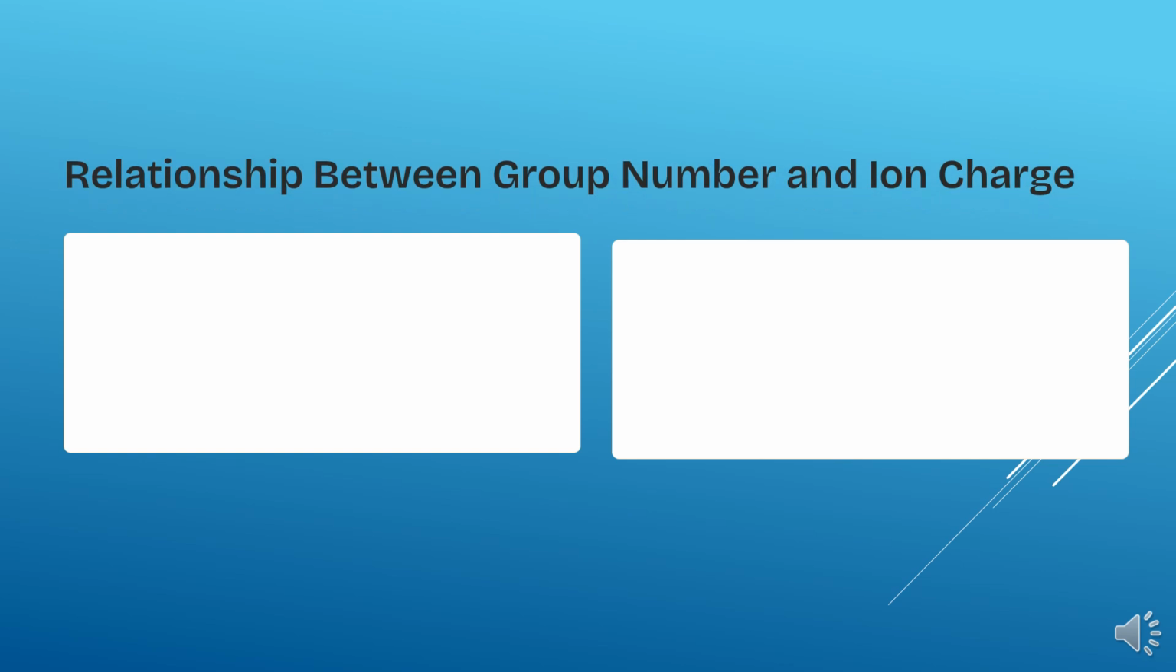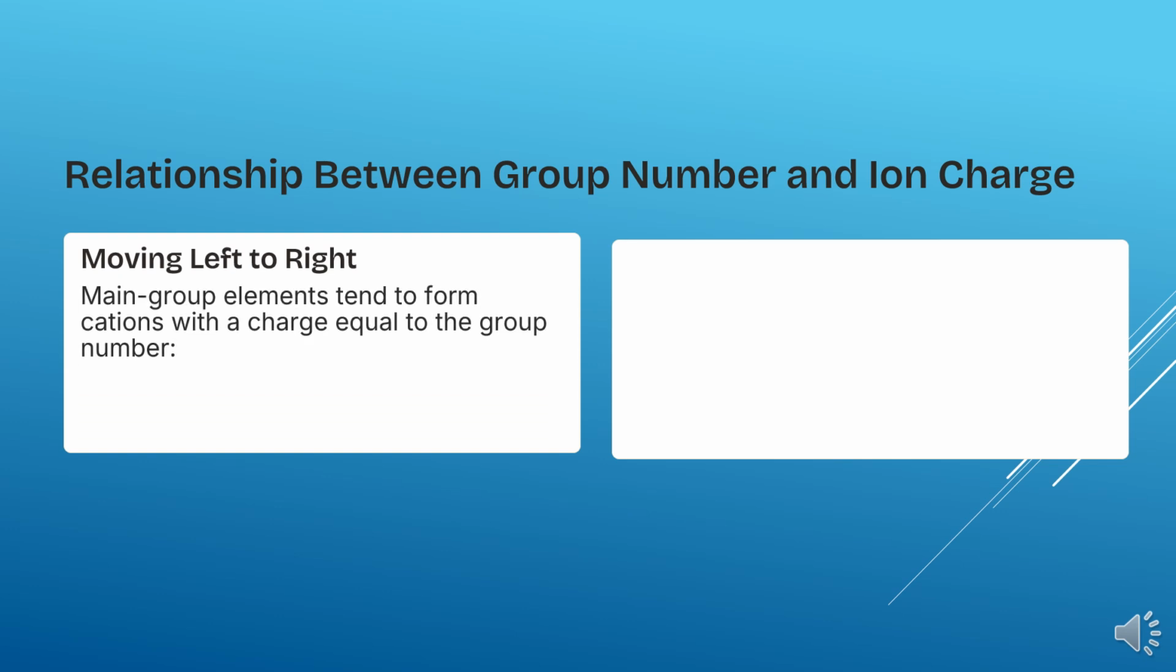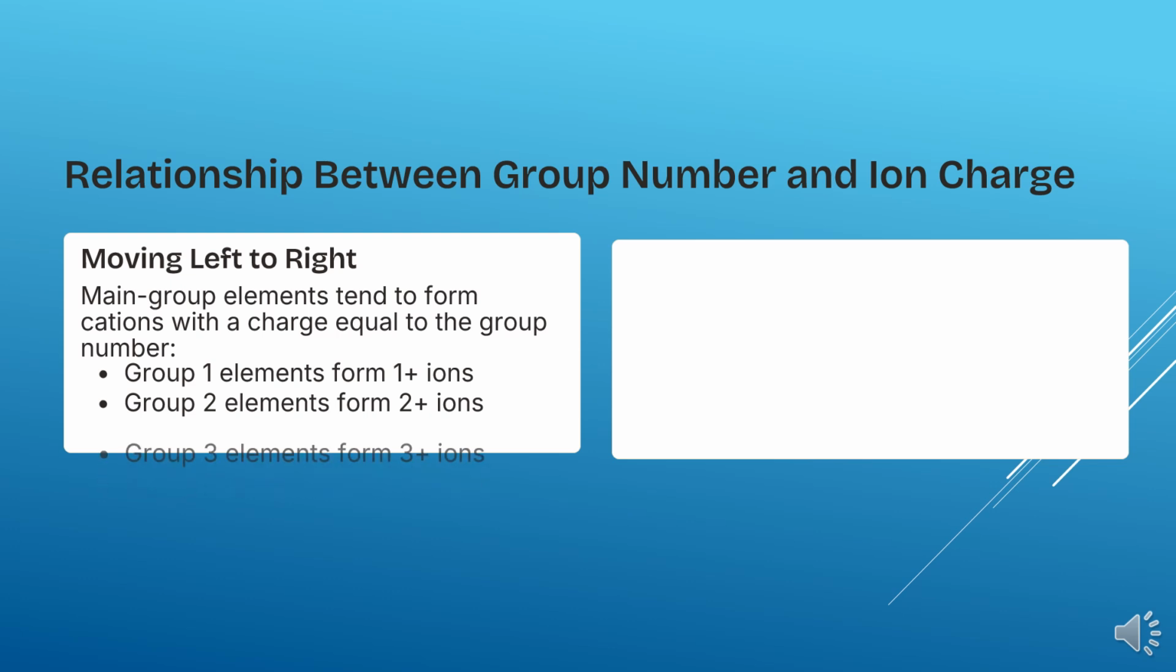Students, after studying the group trends of group 1, group 2, group 16 and group 17, finally we are going to learn about the relationship between group number and ion charge. Moving left to right, main group elements tend to form cations with a charge equal to the group number. Group 1 elements form 1 plus ions. Group 2 elements form 2 plus ions. Group 3 elements form 3 plus ions. It means all these elements have the tendency to lose electrons.